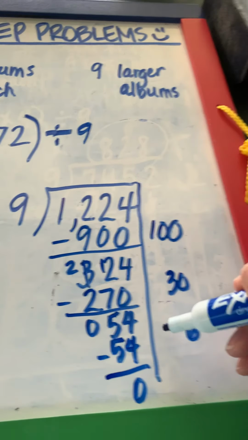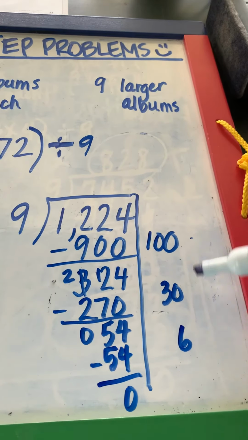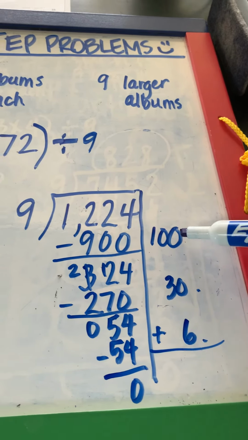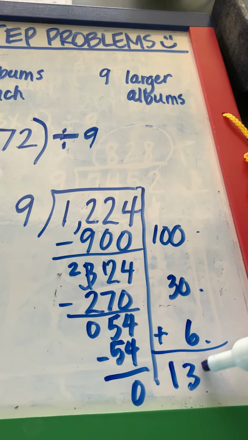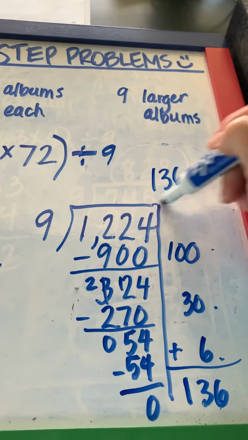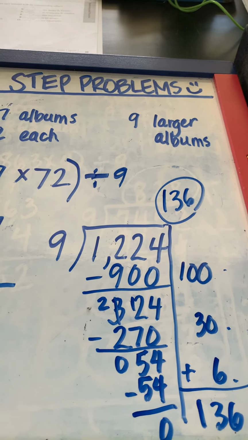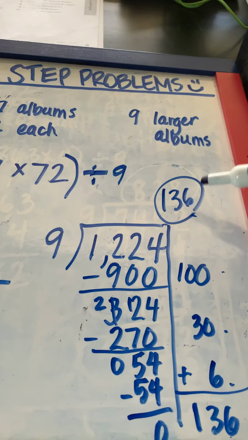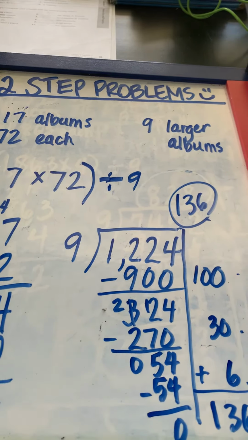Subtract. Remember, for partial quotients, these are all the parts. You add them up. 136. So that would be your answer, 136. That's telling you how many pictures should be in each album. 136 pictures. Remember, there were 9 albums.